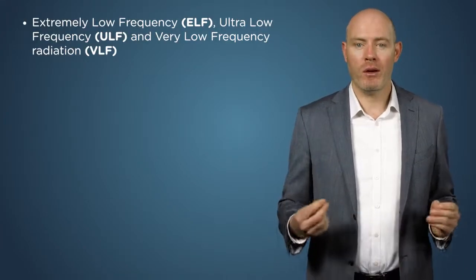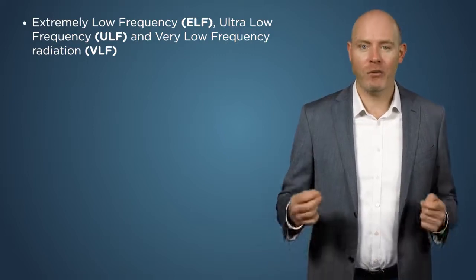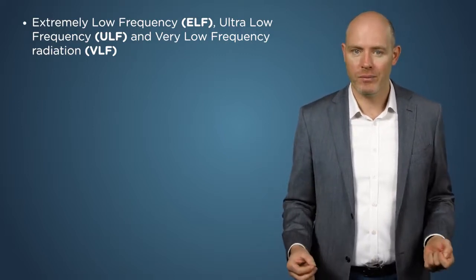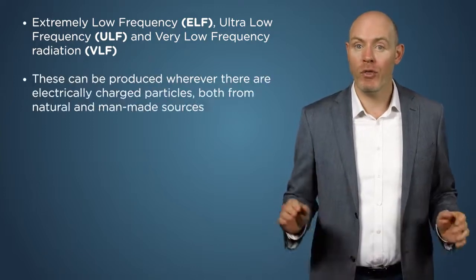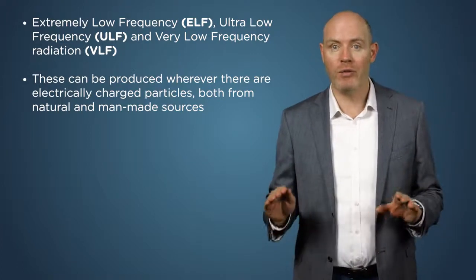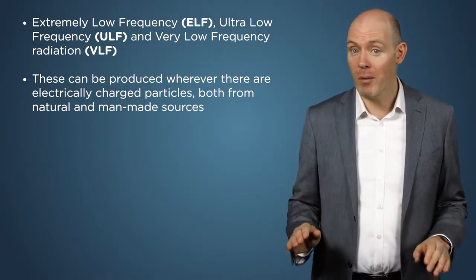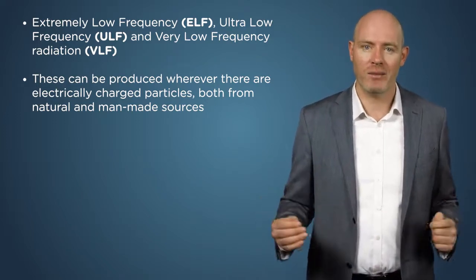So let's recap on what we have learned in today's lecture regarding the lowest radio frequencies in the spectrum. They are called extremely low frequency, ultra low frequency, and very low frequency radiation. We have seen that these radio waves can be produced wherever there are electrically charged particles, most naturally from lightning or geomagnetic phenomena, or artificially from extremely long antennas.